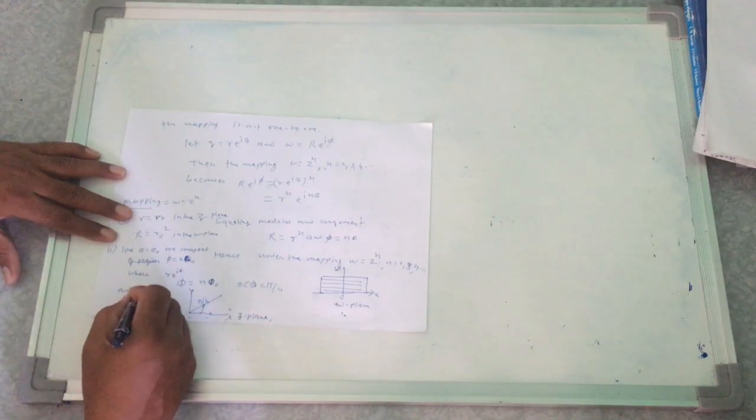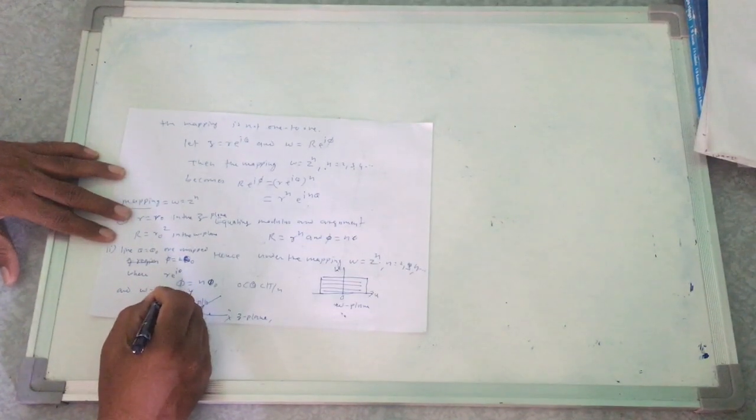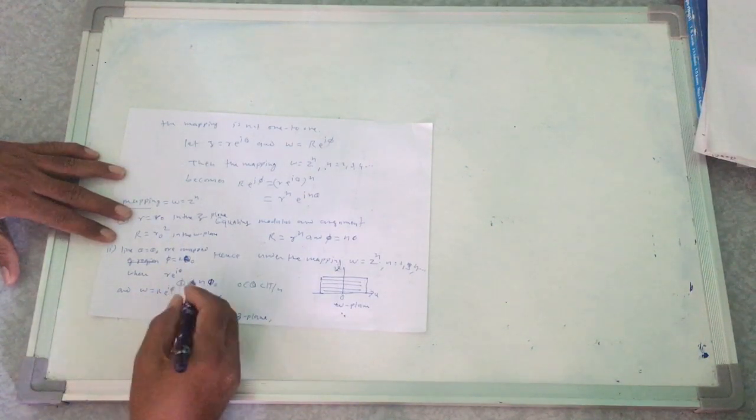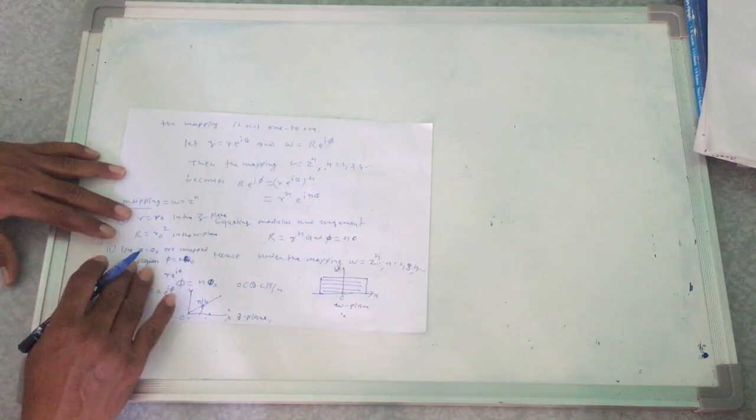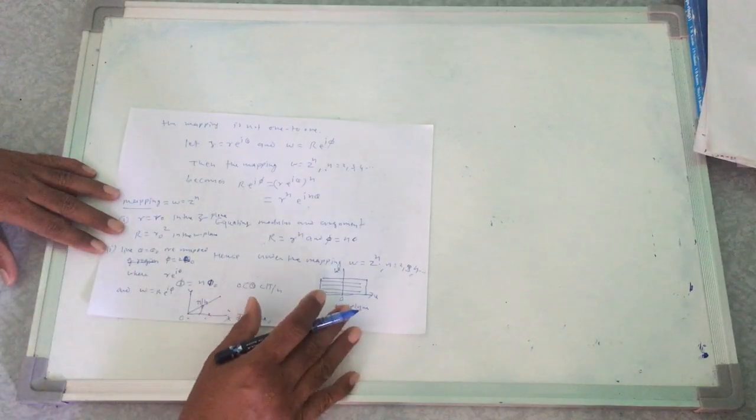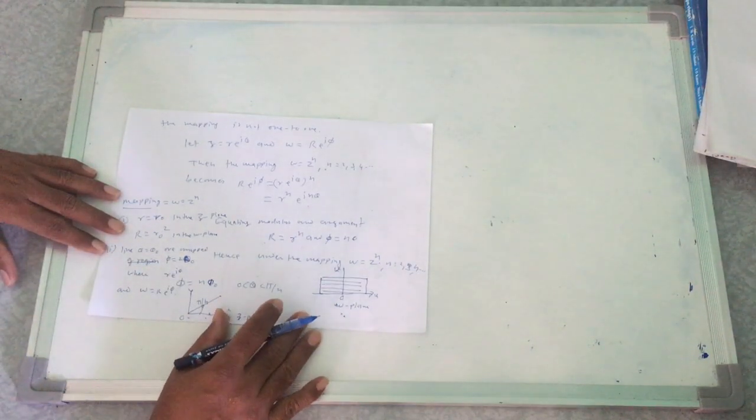Where z is equal to r e to the power i theta, and w is equal to R e to the power i phi. So this is the z plane and w plane.